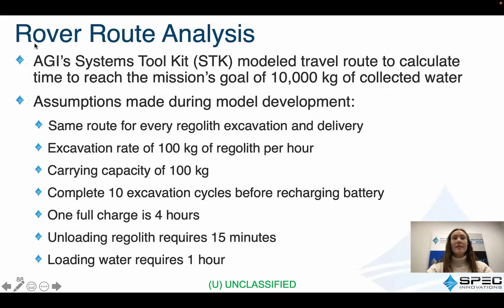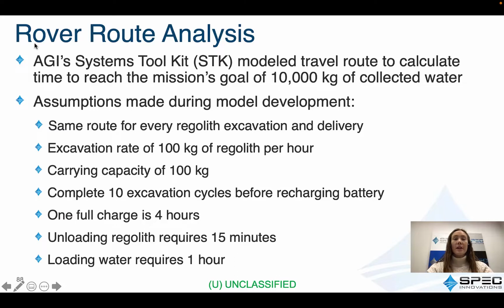During the Task 1 Design web series video, a travel route was mapped for the lunar rover prototype to follow during its mission. This was done using site coordinate locations and the distances between the sites. An analysis was performed on this travel route using AGI's Systems Toolkit. In STK, a model of the rover's travel route on the moon was created to calculate the time to navigate between the sites, as well as to calculate the estimated time to reach the mission's goal of collecting 10,000 kilograms of water.